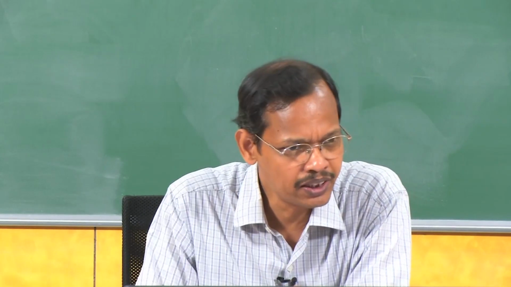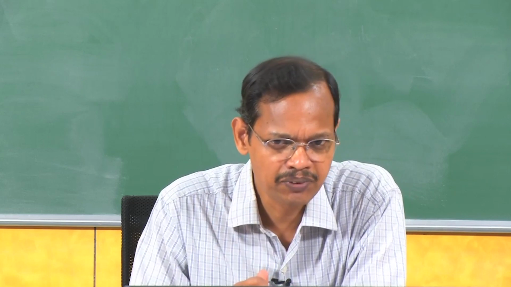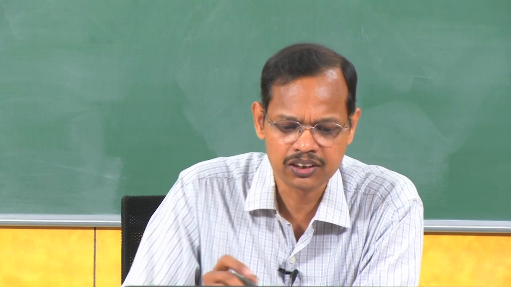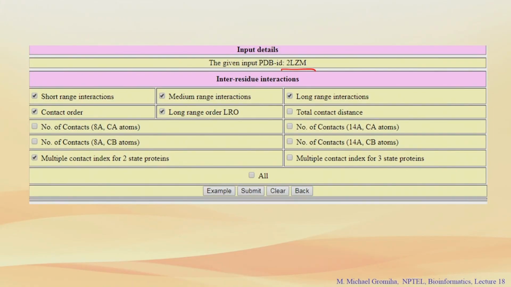So, now we give the PDB ID and you want to get some parameters. For example, the interactions, it tells you this is the PDB ID, you can check, and there are various options available, various properties. What is short range interaction? 1 and 2 residues, and the medium range interactions 3 or 4 residues, and long range interactions more than 4 residues. In these programs, they have a little bit of difference in this limit, which I will show in the slides.